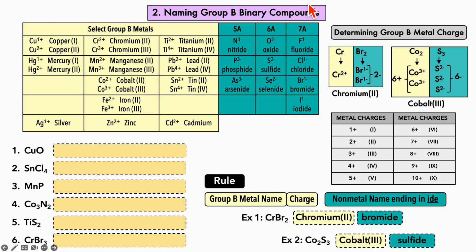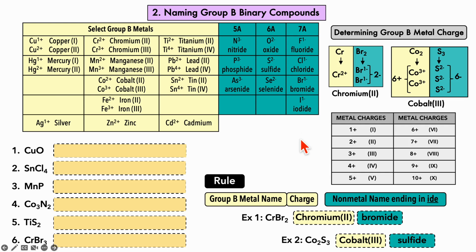In this slide, we are going to learn how to name Group B binary compounds. Remember, Group B binary compounds contain a Group B metal in the first position and a non-metal in the second position. These compounds will only contain two elements because these are binary compounds.